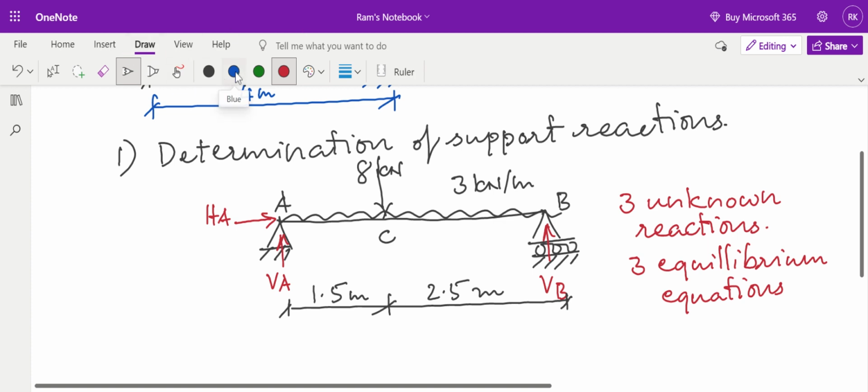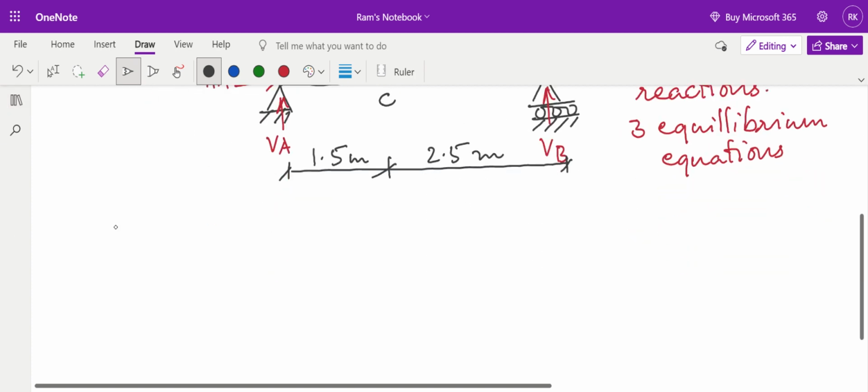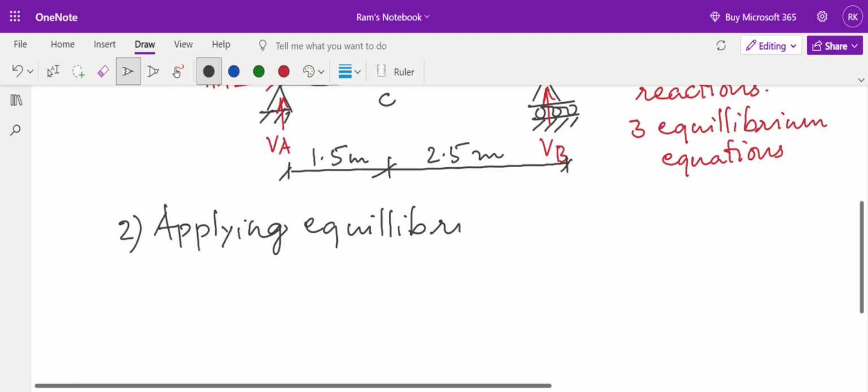So the first step is over. Now the second step is to write the equations of equilibrium. The second step is applying equilibrium equations to determine reactions. We don't need any extra equations, and we don't need any extra outside method to determine reactions.